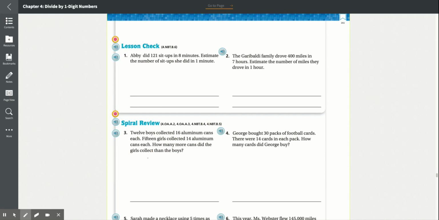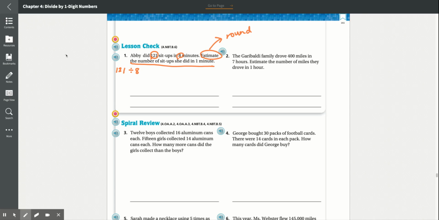Lesson check. Number 1. Abby did 121 sit-ups in 8 minutes. Estimate the number of sit-ups she did in 1 minute. So we can see that it says estimate the number of sit-ups she did in 1 minute. Estimate means to round. And so Abby did 121 sit-ups in 8 minutes. So we can divide that by 8 to find how many she did in one minute.